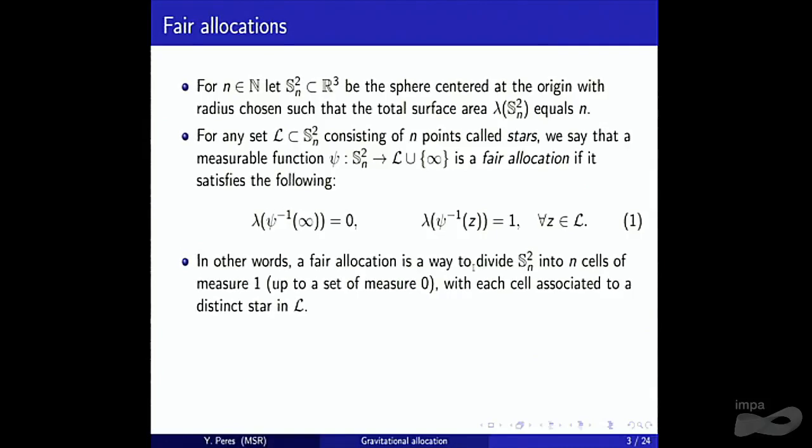And these stars will induce some partition of the sphere, which is given by this function psi. So psi will map the sphere to the set of stars with some measure zero set thrown to infinity. But almost all points on the sphere will be mapped to a star. And the pre-image of every star will have the same area. So that's what's called the fair allocation.